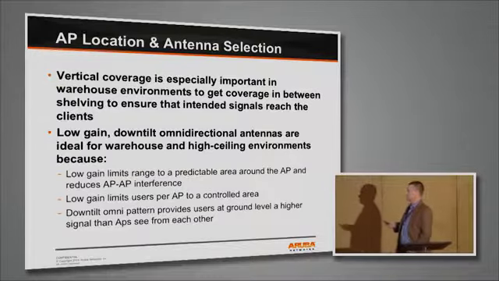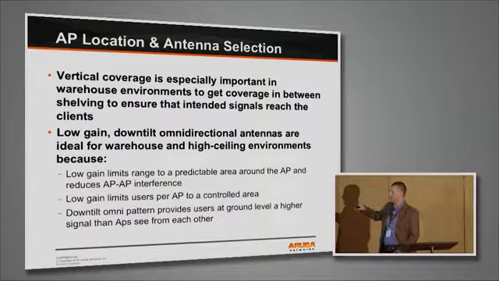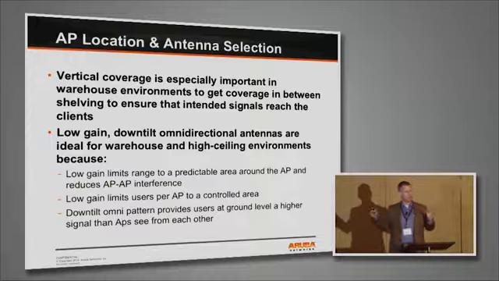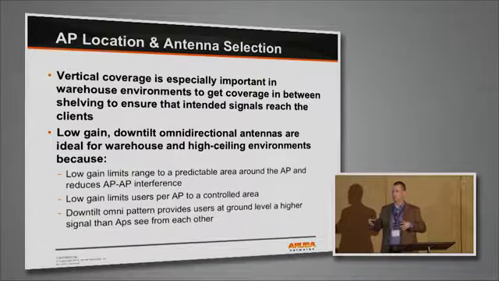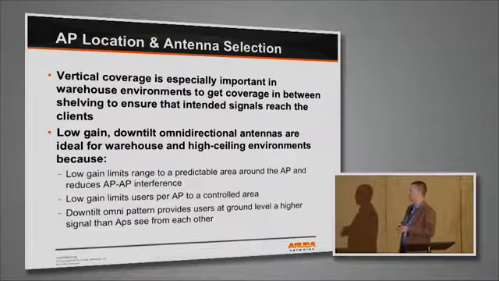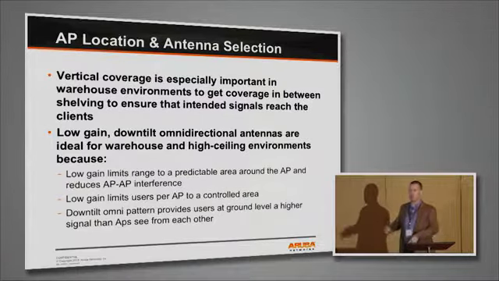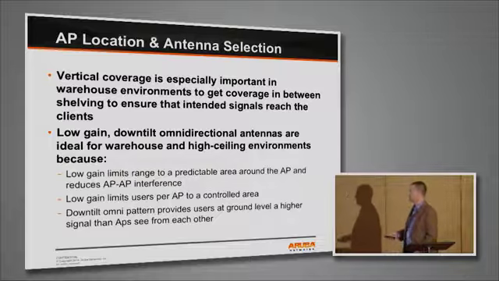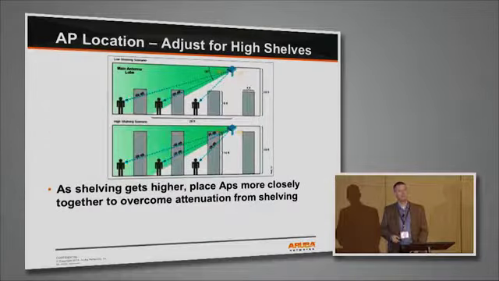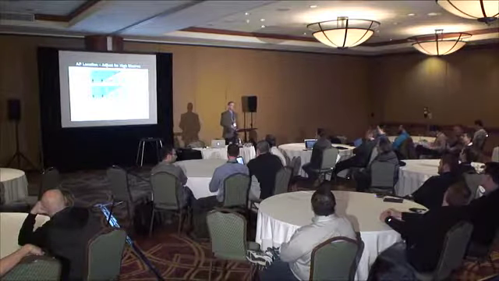From Aruba's perspective, we recommend and use in most cases the down tilt omni antennas to still use a low gain antenna. I want to keep a small cell size where it's predictable, if it makes sense from an overhead perspective. But I'm focusing that energy down away from the other APs and trying to keep it more focused towards the clients. Quick question, have you found that with integrated antennas that they work now?